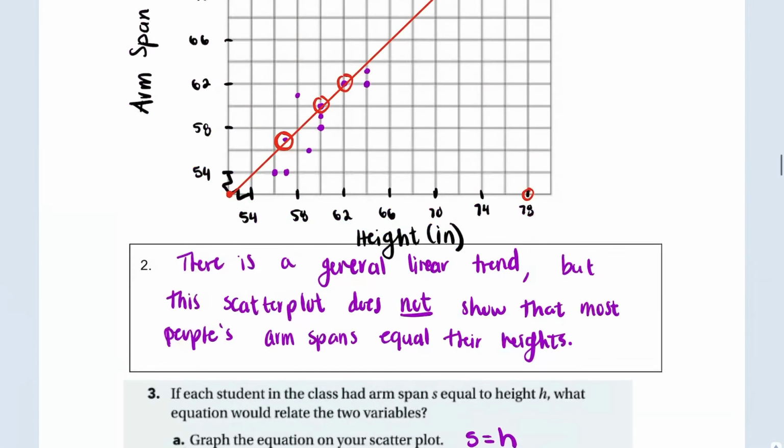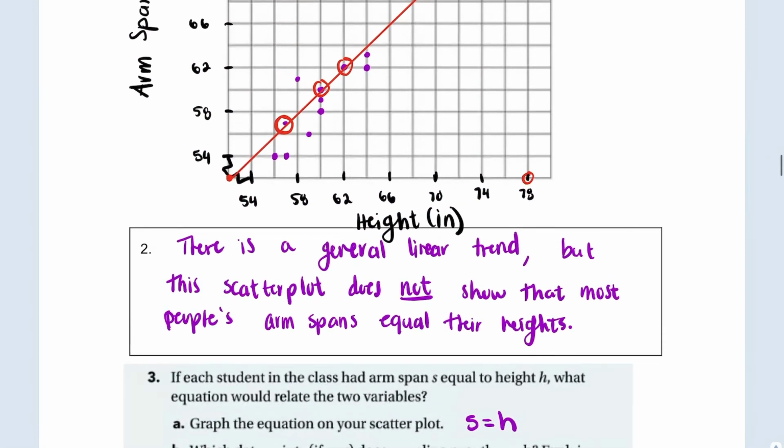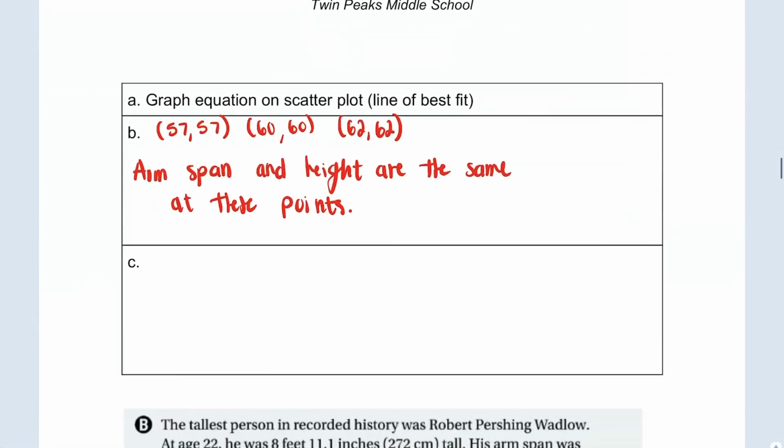But in my case, I'm going to pick this one that's above, and that's at 58, 61. So above is 58, 61, and that just tells me that the height is less than the arm span.